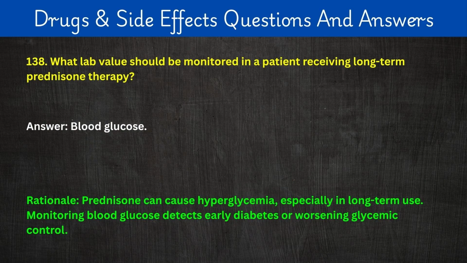138. What lab value should be monitored in a patient receiving long-term prednisone therapy? Answer: Blood glucose. Rationale: Prednisone can cause hyperglycemia, especially in long-term use. Monitoring blood glucose detects early diabetes or worsening glycemic control.